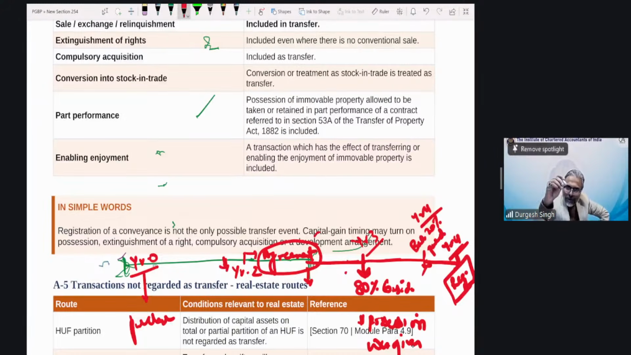I am selling. You know what will happen now? So tell me, in year number three, what is going to happen? I am a transferor. I am Mr. A. I have transferred it. So what will happen?